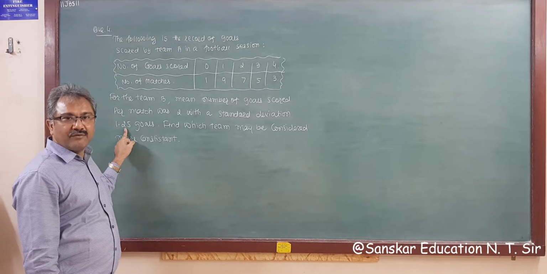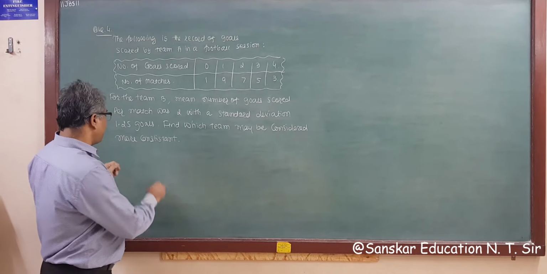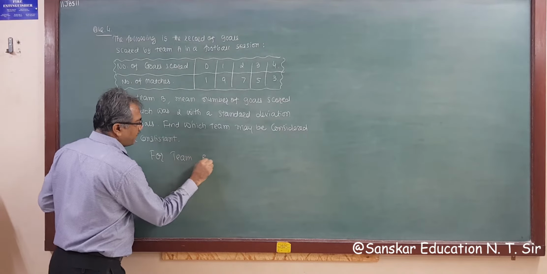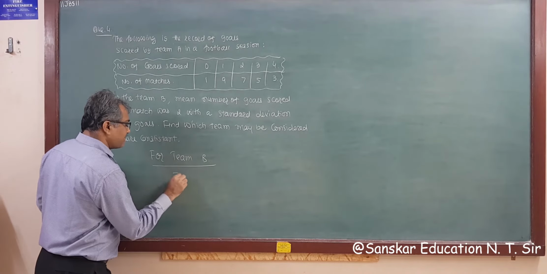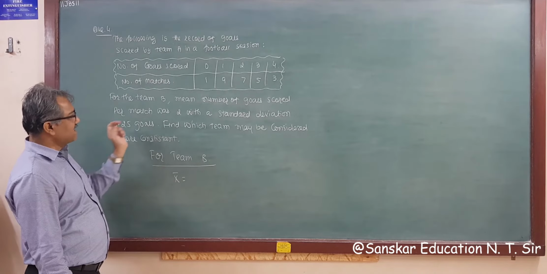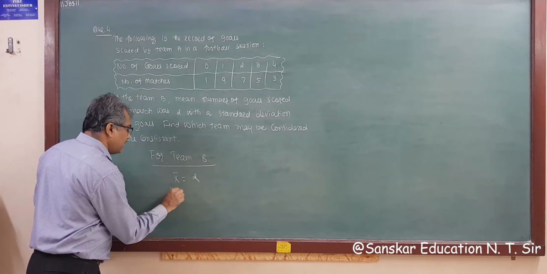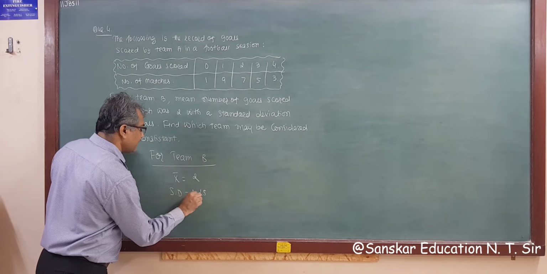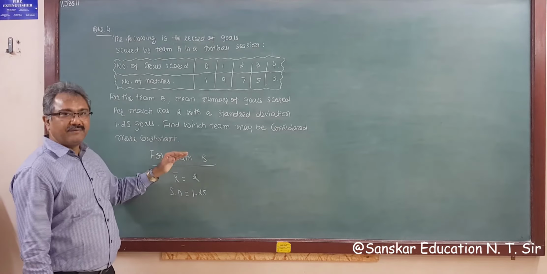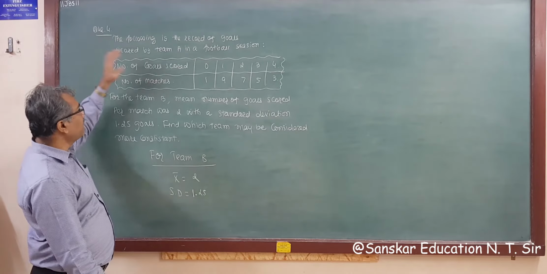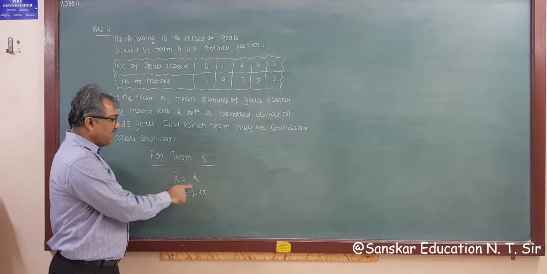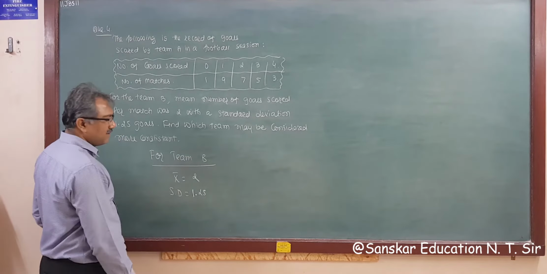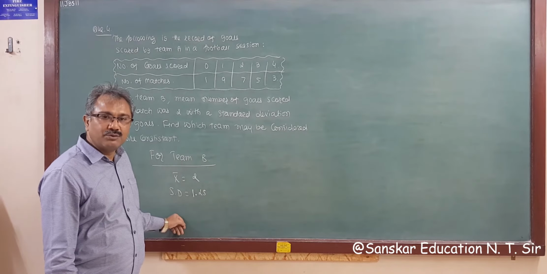So standard deviation is 1.25 goals. So for team B here, given x bar is equal to 2 and standard deviation is equal to 1.25 goals. This is given separately for team B. That means for team A, we have to find out mean and standard deviation. Then we can find out CV by using the formula SD upon x bar into 100.